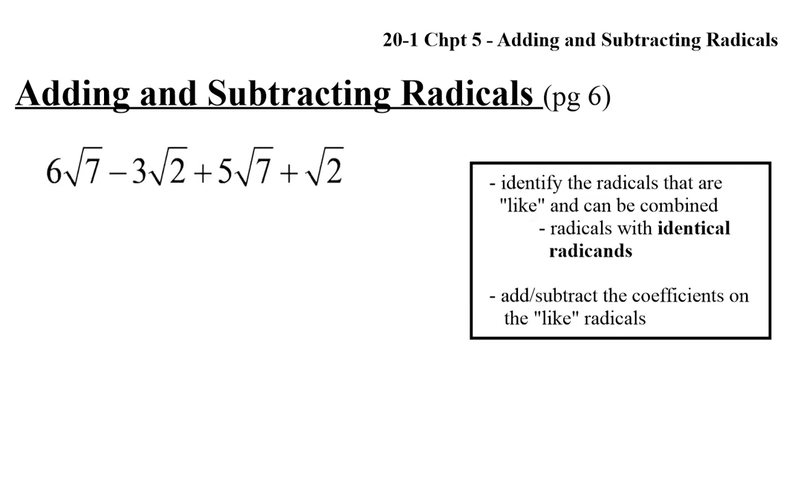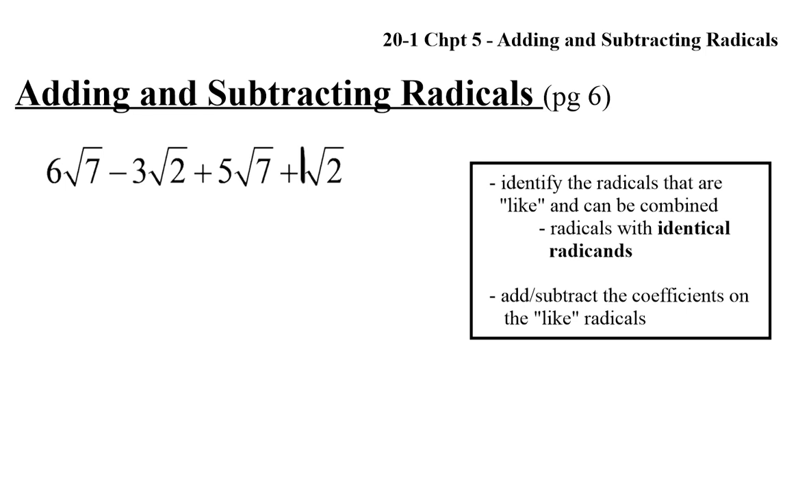So let's take a look at the next one. 6 root 7 minus 3 root 2 plus 5 root 7 plus root 2. Well, first thing I want to show is don't forget that this has a coefficient of 1, if that helps you. 1 root 2, same thing.